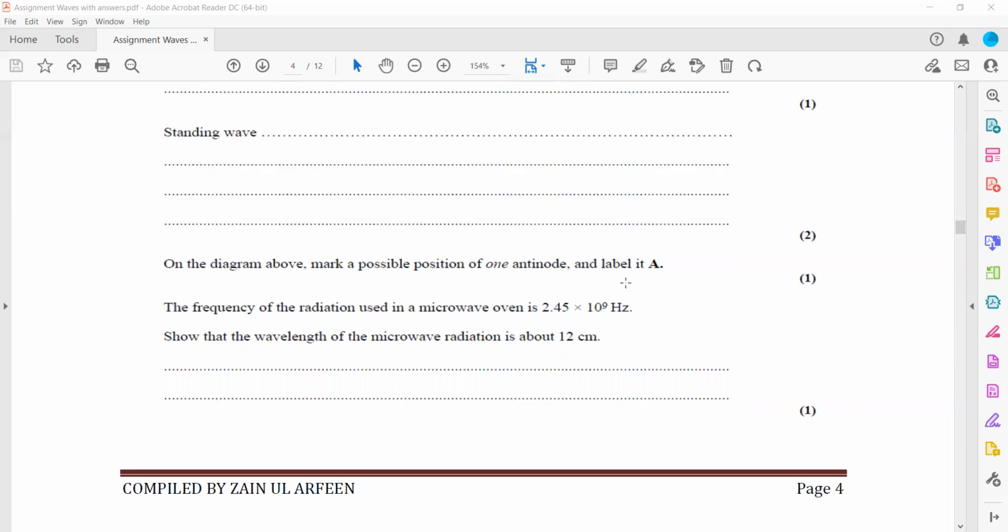The frequency of radiation used by a microwave is 2.4 × 10⁹ hertz. So the wavelength is about... All microwaves, like electromagnetic waves, have a constant speed, 3 × 10⁸. So we have the formula v = fλ, where v is the speed of the wave, which is 3 × 10⁸. Frequency is known, wavelength we don't know. So when we divide, we will get about 0.12 meter, which is 12 centimeter.